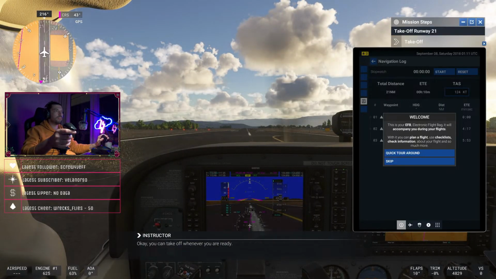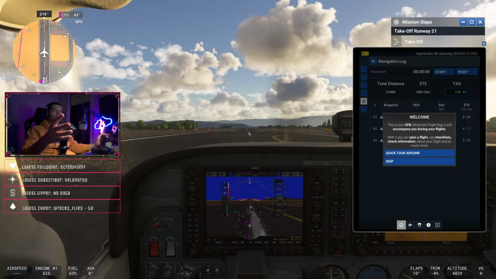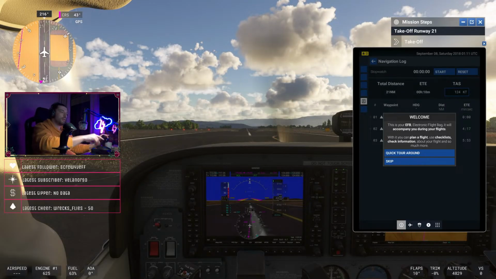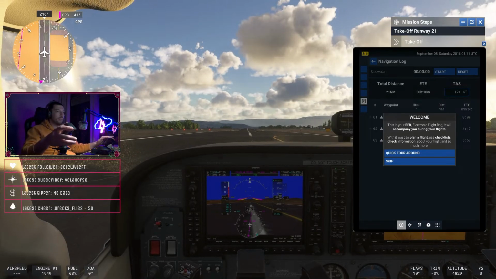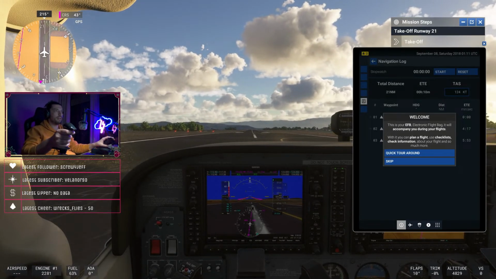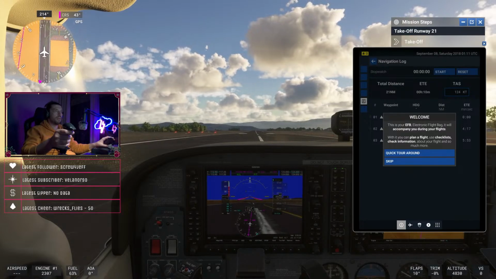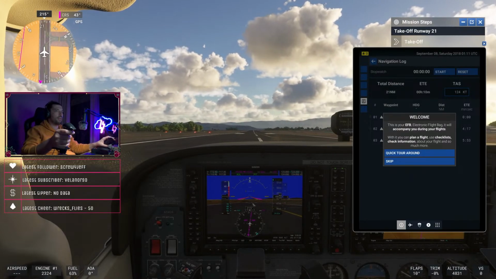Okay, you can take off whenever you are ready. How can I close this thing here? Do I need it? Quick turnaround. Do I need this? I mean, if it's there, right? I probably need it. All right, let's go. Taking off, friends.